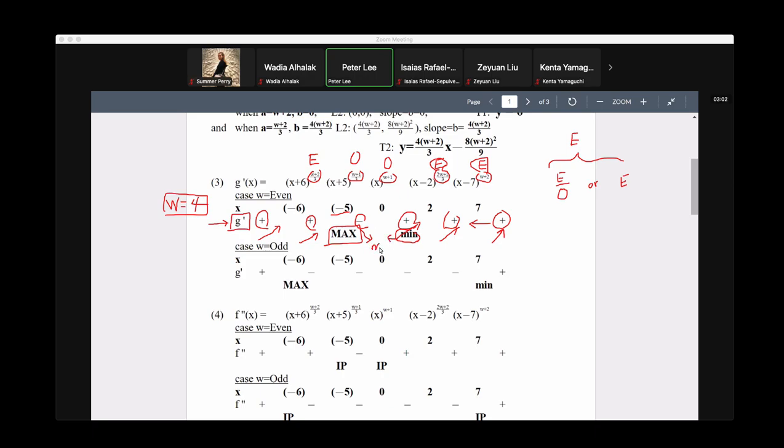Something of this type, this should be the minimum here. And then it goes up, and then goes up. So we only have a maximum and a minimum right here.